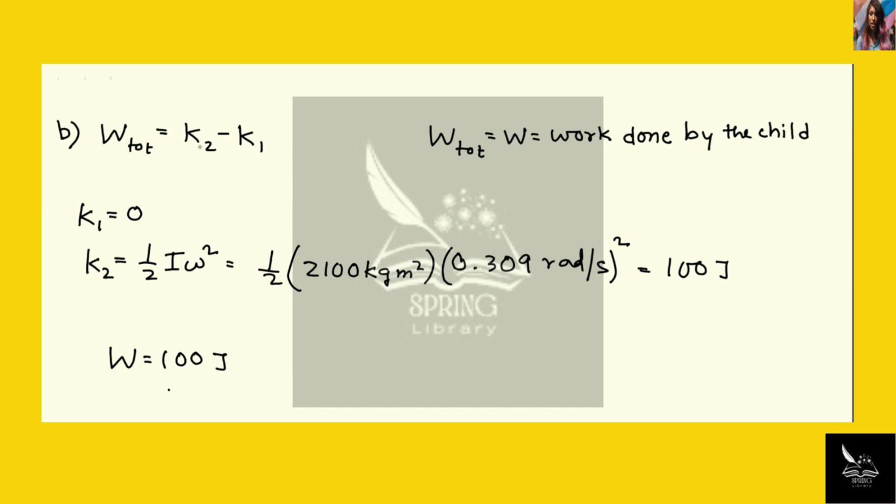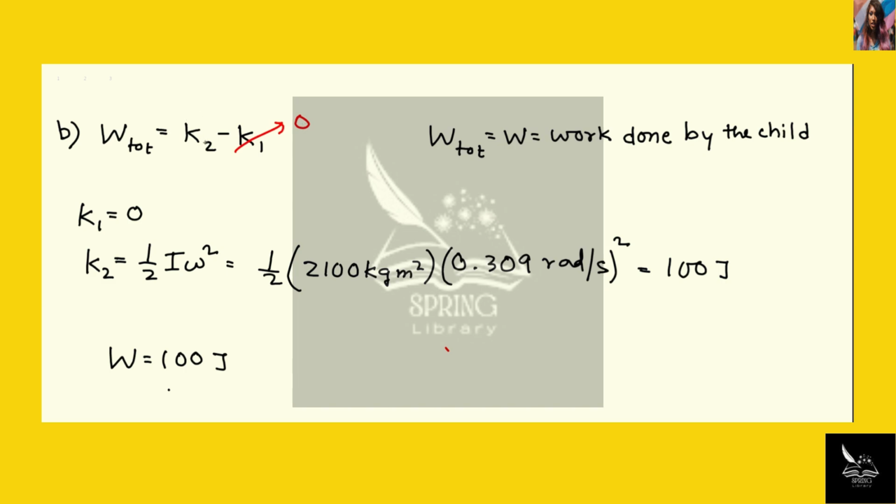So the total work done is the final kinetic energy, we call it K2, minus the initial kinetic energy, we call it K1. And we know that the difference between the initial and the final kinetic energy is equal to the work done by the child, because there are no other forces than the force that is applied by the child. So the initial kinetic energy is 0, and the reason for that is because the merry-go-round was at rest, so there's no initial velocity, so we can set that to 0.